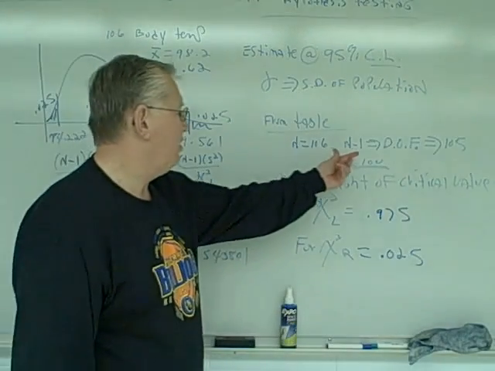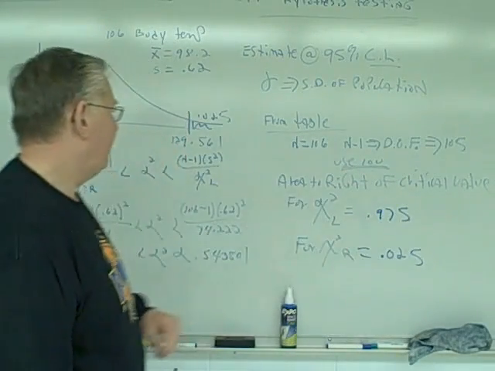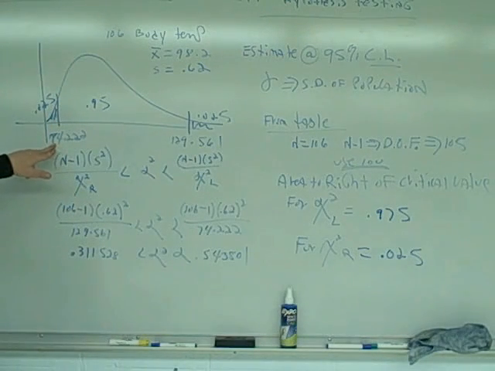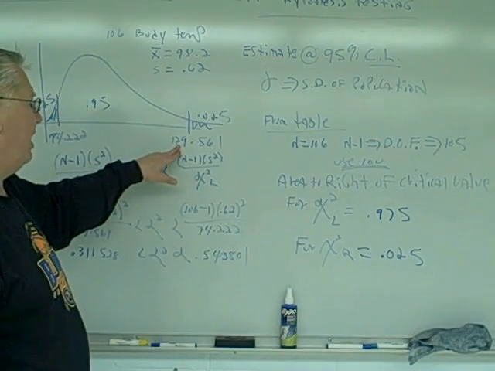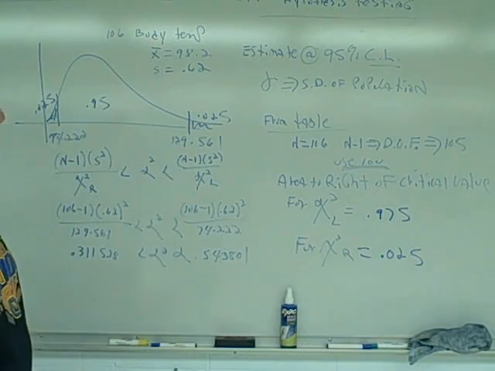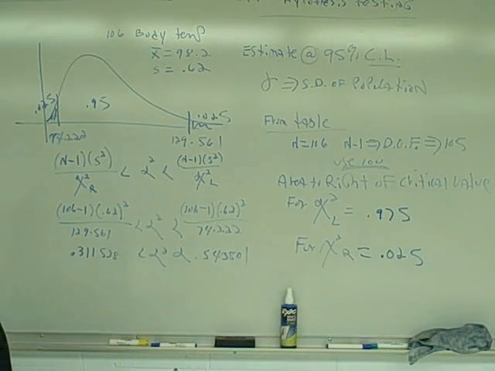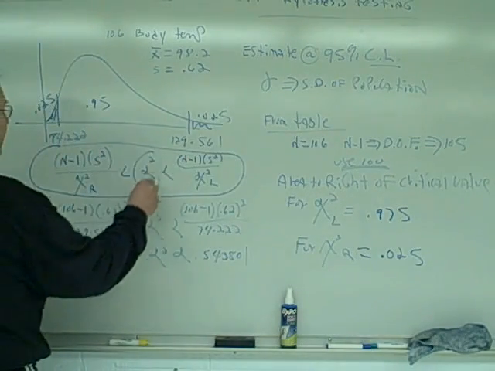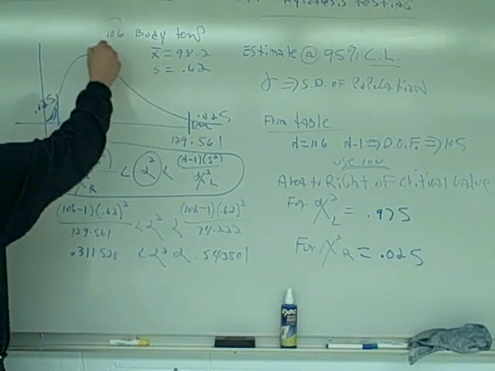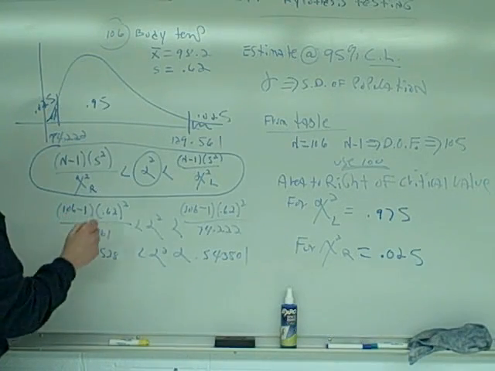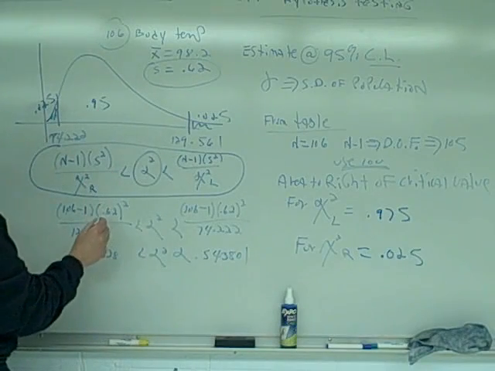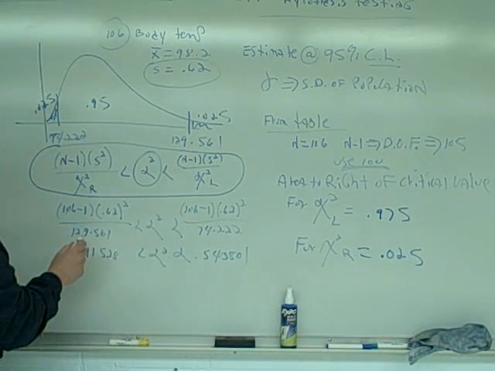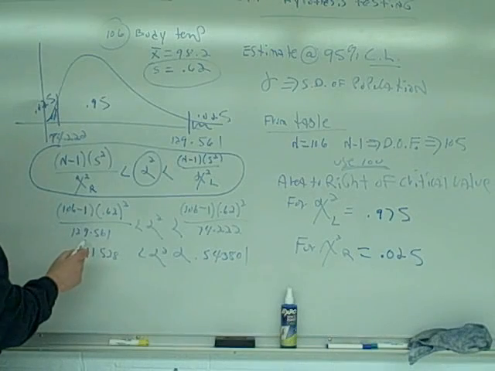And if we look up using 100 in the chart, for those two, we're going to get a chi-squared left of 74.222 and a chi-squared right of 129.561. And then we have everything we need to put into our formula for the standard deviation or the variance. Again, here's our formula for the variance. n is 106, minus 1, times the standard deviation of the sample, 0.62, squared, over chi-squared right, which is 129.561.